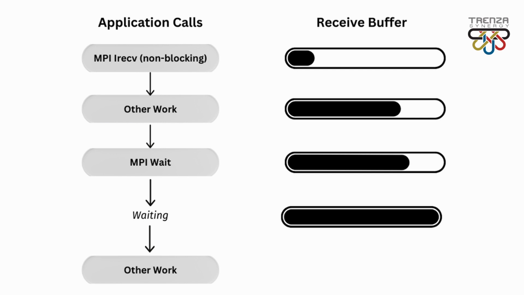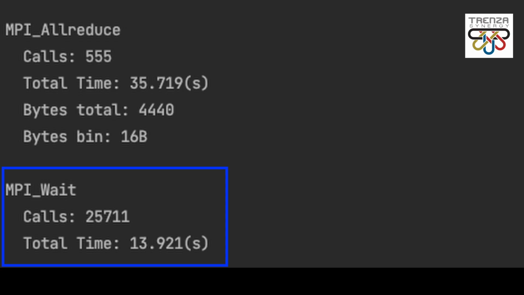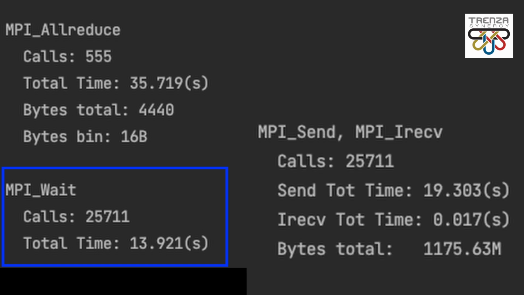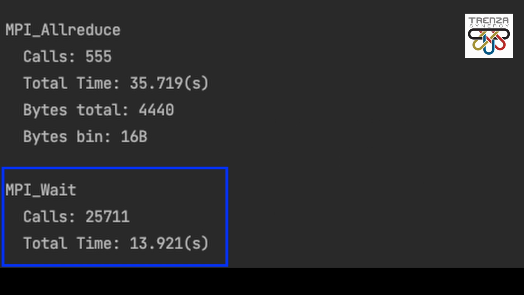MPI wait is used by MPI I receive to determine that the data being received has been copied into the receive buffer. Oftentimes, any time saved by using MPI I receive instead of MPI receive can be found in this call. In our case, there were 25,711 calls to MPI wait. That's the same number of calls as MPI I receive, for an average total time of 13.921 seconds.